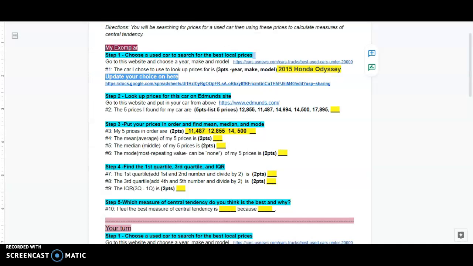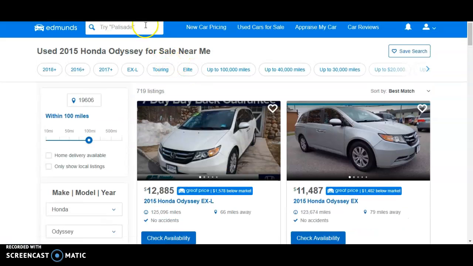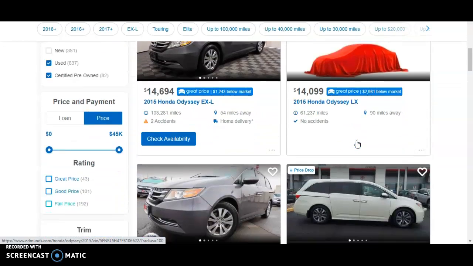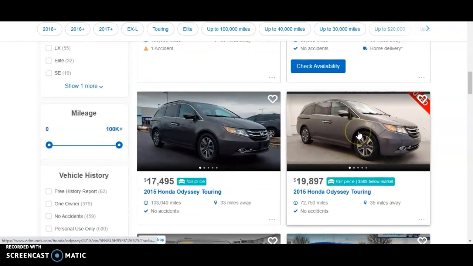The next thing that I did after I put my choice here, I'm just following my steps, is I'm going to look up prices on Edmunds. So then I click on this and that's going to bring me here. And then up here, I'm going to type in 2015 Honda Odyssey. And then it's going to give me all my prices for the Honda Odyssey. And then I can decide which one I want to pick.